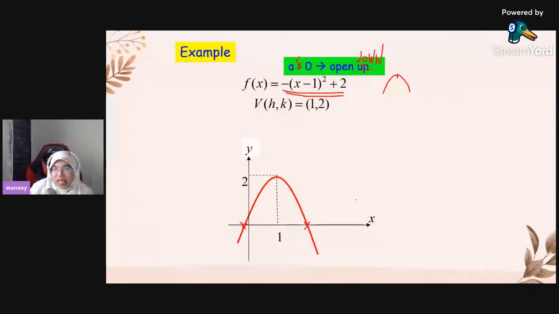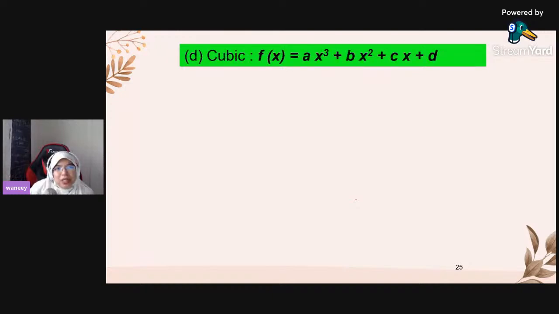Kalau tak ada nilai x, so graf tu terangkat lah. Dia tak akan sentuh langsung paksi x tu. And then of course, you must find out whenever x equal to 0, what is the value for y. Okay, next. A cubic graph looks like this: ax cubed plus bx squared plus cx plus d.